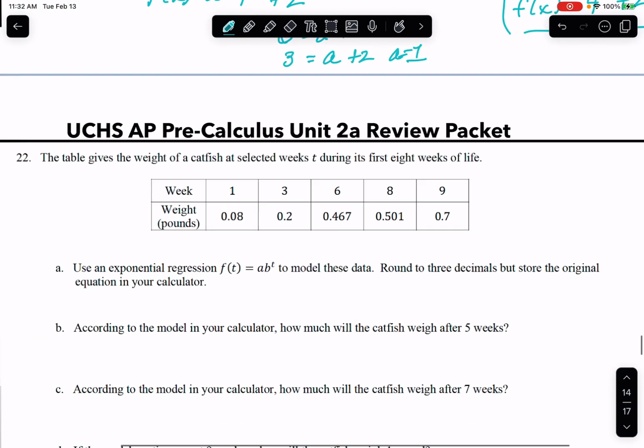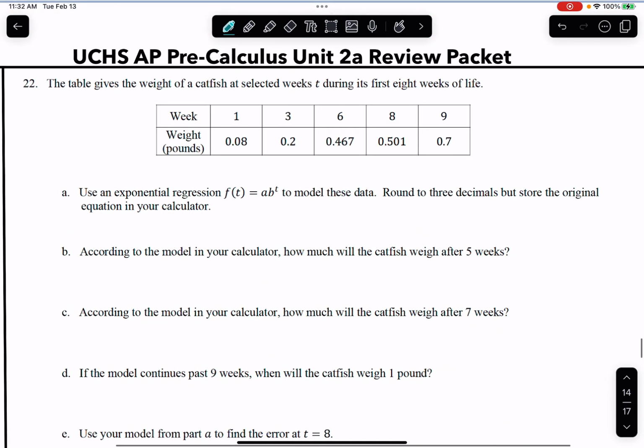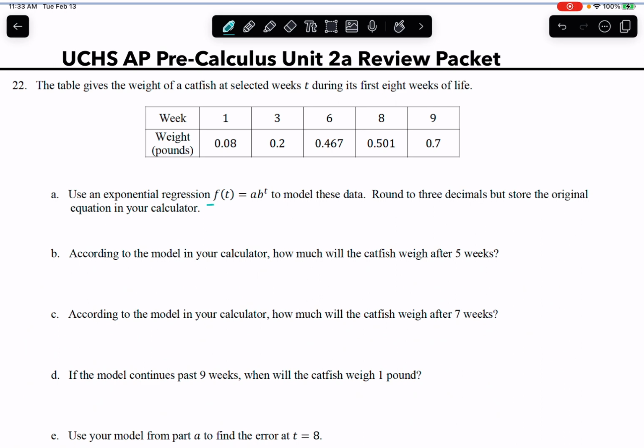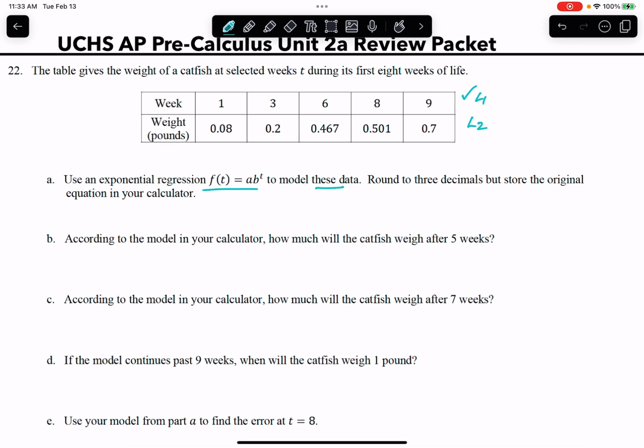Okay, moving on to 22. It's like a mini free response, but this time it's a regression model, so you're going to need your calculator. You're going to first use regression, so that would be stat edit, so put these in L1 and L2, put those into your calculator. So go ahead and do that and then come back, and then it says go ahead and round to 3 decimals, but store the equation in your calculator.